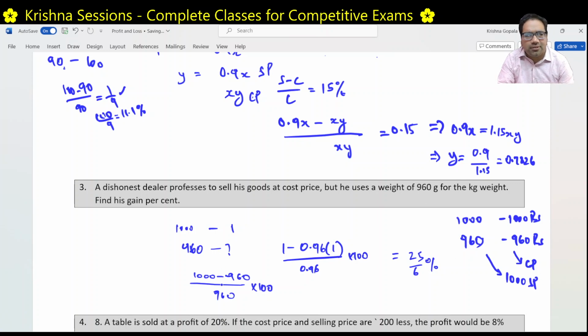So what is the difference? Selling price minus cost price, which is 1,000 minus 960, by 960, into 100, right? Selling price minus cost price by cost price into 100 will give you whatever is the percent. This is equal to 25 by 6%, right? 40 by 960 into 100, which is 25 by 6%.